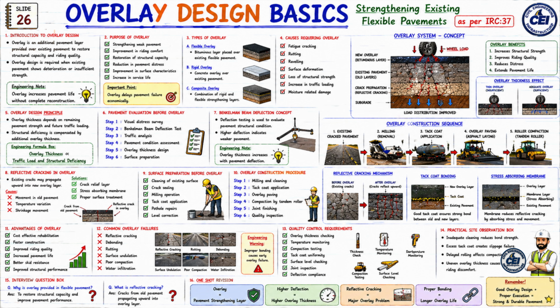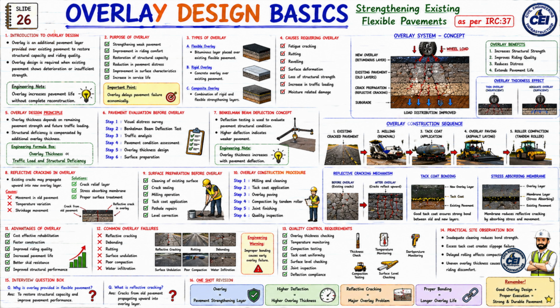Now let us look at the third topic. Types of overlay. Here are 3 major types. A. Flexible overlay. Bituminous layer is provided on the existing flexible pavement. B. Rigid overlay. Concrete overlay is provided over the existing pavement. C. Composite overlay, a combination of rigid and flexible strengthening layers. And the overlay type is selected according to the project condition.